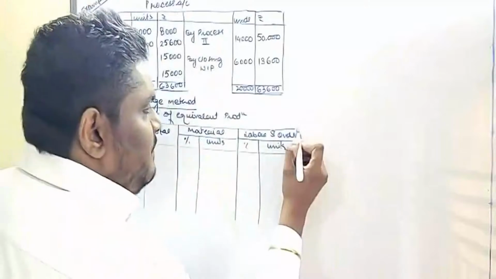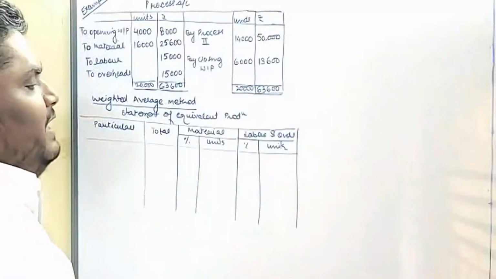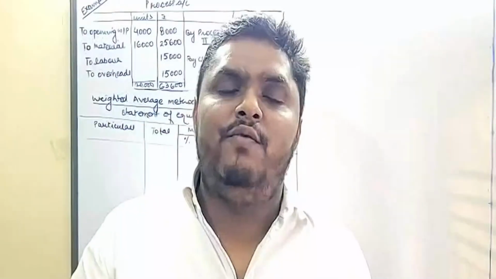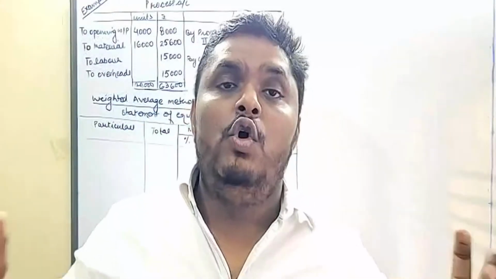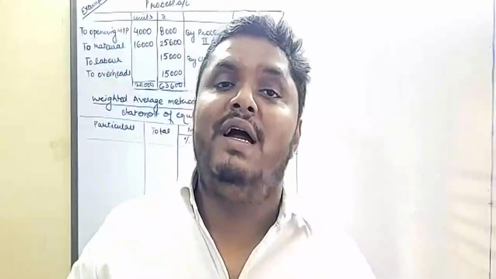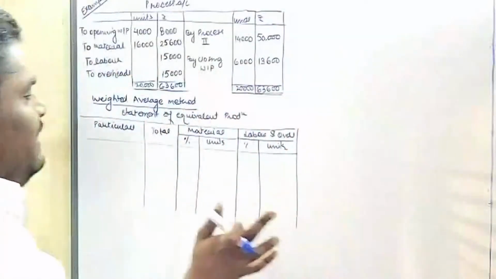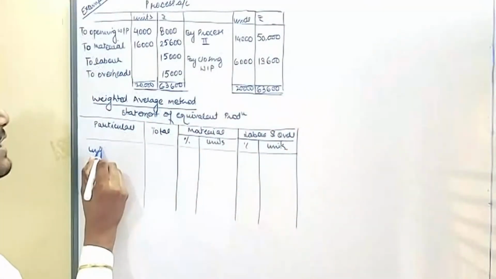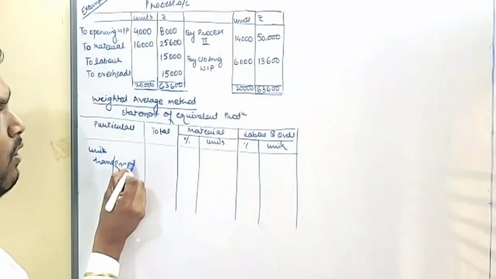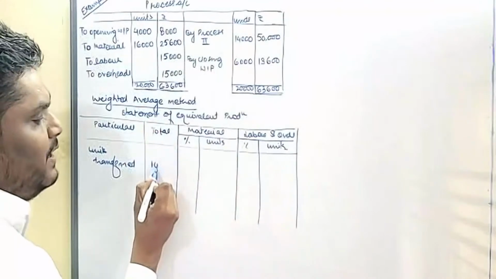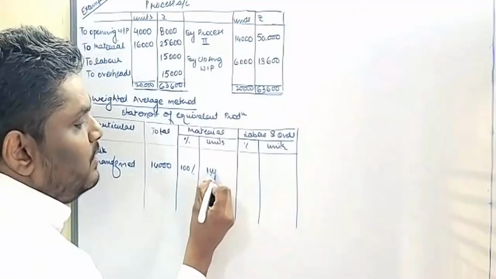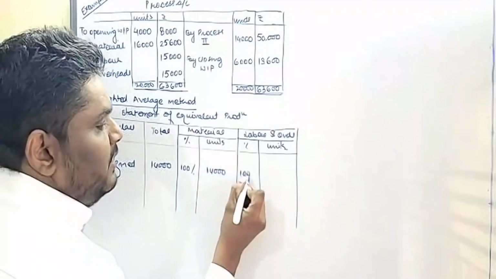Now let's start with the weighted average method, how to approach a question. If we are solving the question using the weighted average method, no need to bifurcate how much is opening work in progress and how much is units started and completed. Very simple, right? Straightforward. Units transferred are how much? Total units transferred are 14,000. So 100%, 14,000.